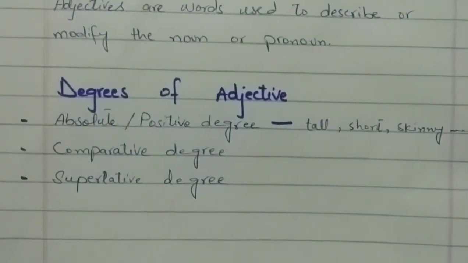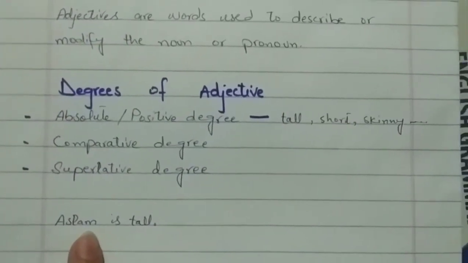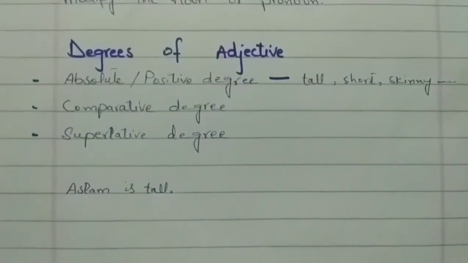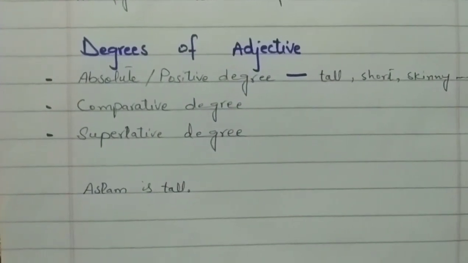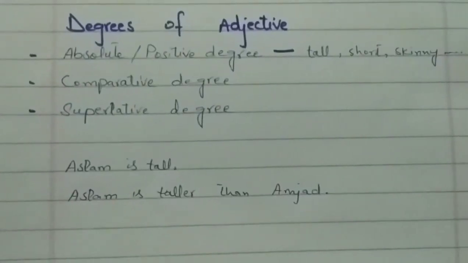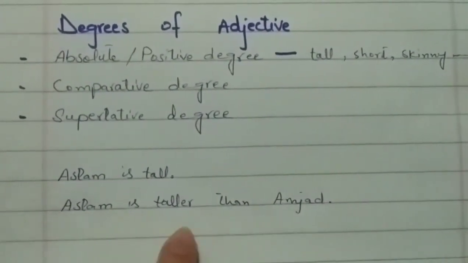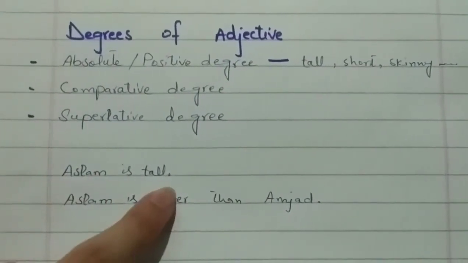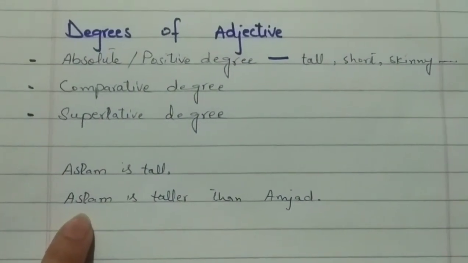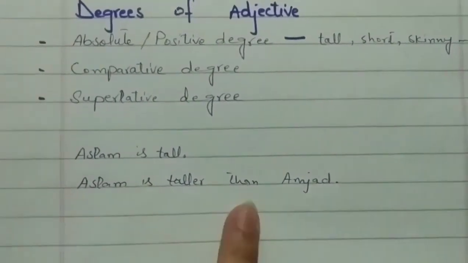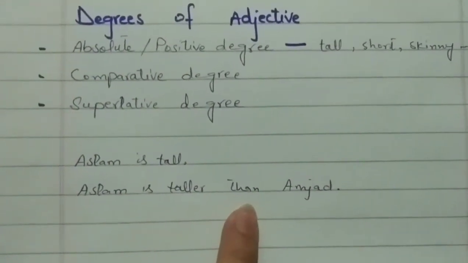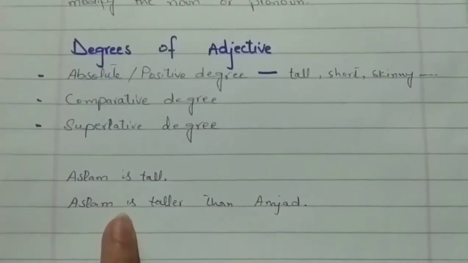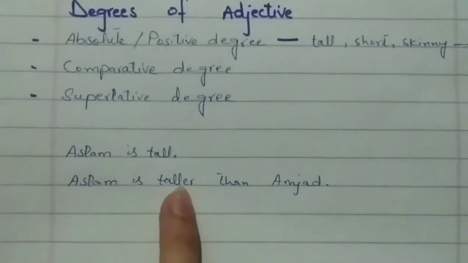So in degrees we discussed the level. As if in absolute degree I say Aslam is tall, जिसमें मैंने ये कहा कि असलम लंबा है. लेकिन अगर मुझे इस बात का लेवल बढ़ाना है तो ये हो जाएगा Aslam is taller than Amjad. In first example, I said Aslam is tall. But in second example, I said Aslam is taller than Amjad, जिसमें मैंने उसका लेवल बढ़ा दिया कि वो अमजद से भी ज्यादा लंबा है. So in comparative degree, we compare two things together.